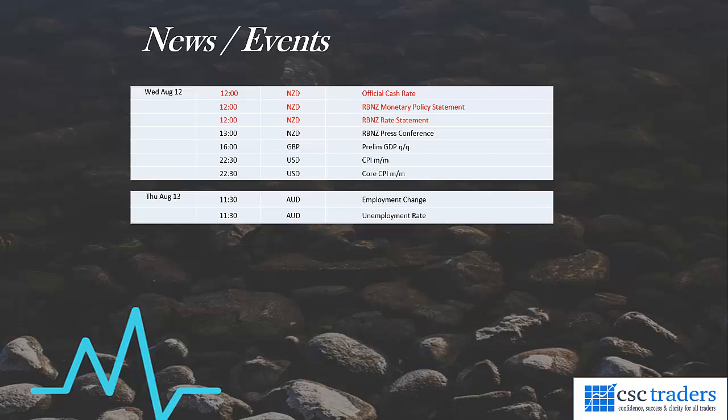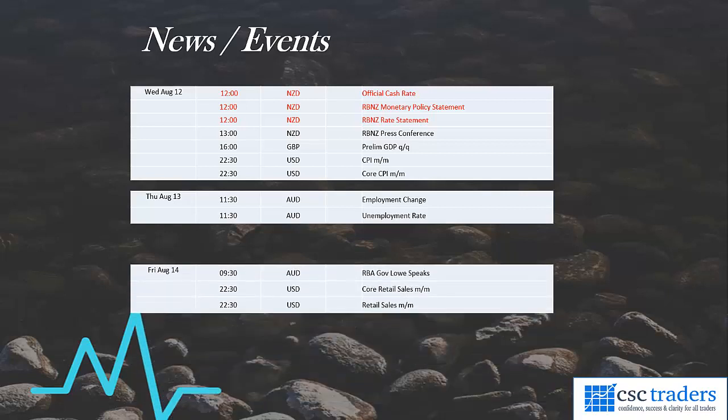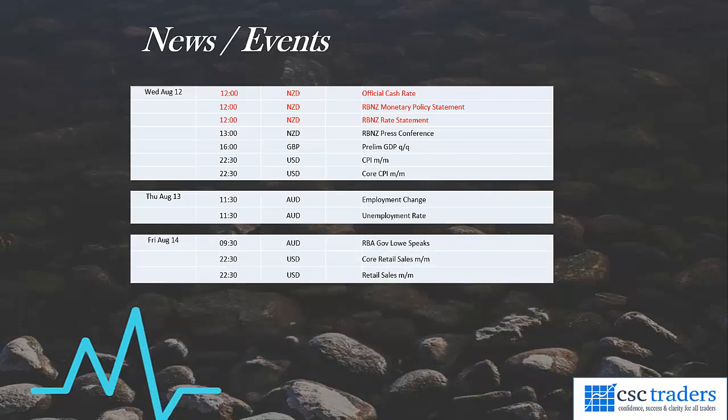On Thursday, of course, all the times that I'm showing you are in my local time, which is Sydney time, Australian Eastern Standard Time. Thursday, we have employment change numbers locally for us here in Australia. That happens at 11:30. And then Friday, we have retail sales from the US as the highlight for the calendar. That pretty much wraps up our weekly market analysis for this week.